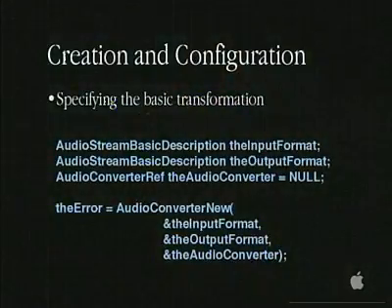So first thing you need to know is how to create and configure an audio converter to do what it is you want to do. So here you see the way you do it. You basically just fill out the input format, you fill out the output format, and then you call AudioConverterNew. And if there is a translation that can be built from your input format to your output format, the converter will create it for you and configure it and be ready to go to a certain extent.